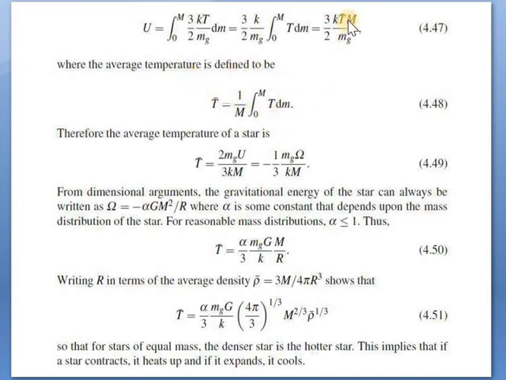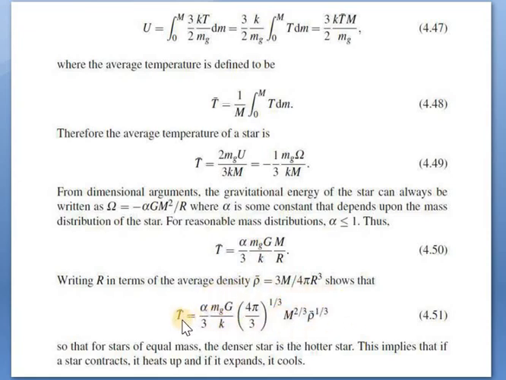So from this relation we get this value using the Virial theorem. Now, from dimensional arguments, we can always write omega as some form of alpha, which will depend on the form of the star, the mass distribution basically of the star, and of course we know that alpha's value is less than 1. You can also check it by yourself, and thus the value of T average here comes out to be this form.